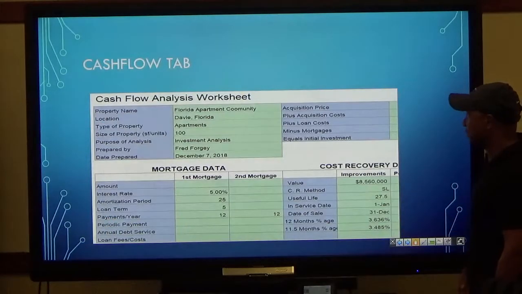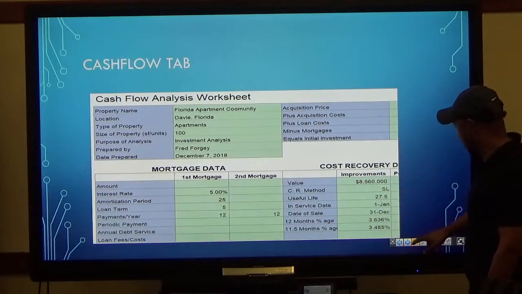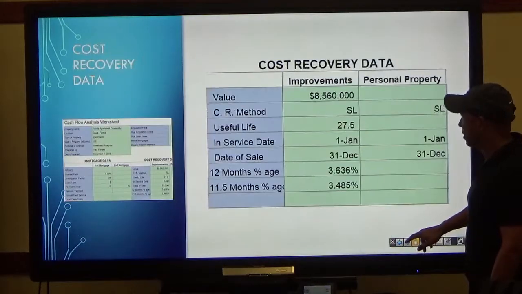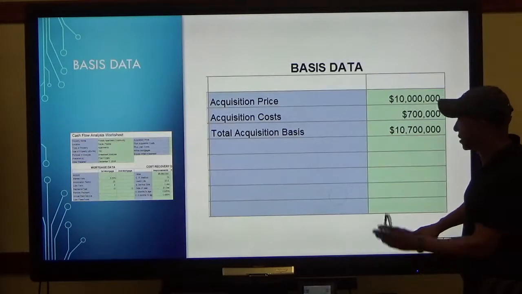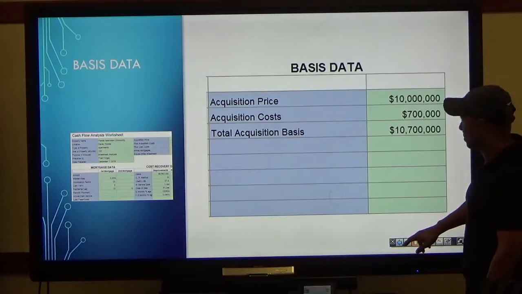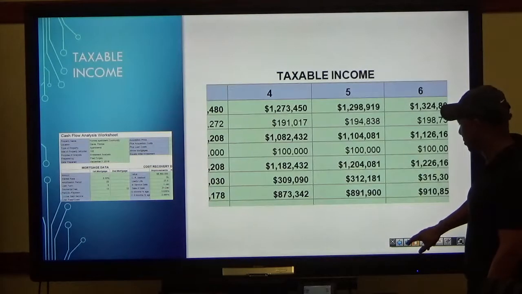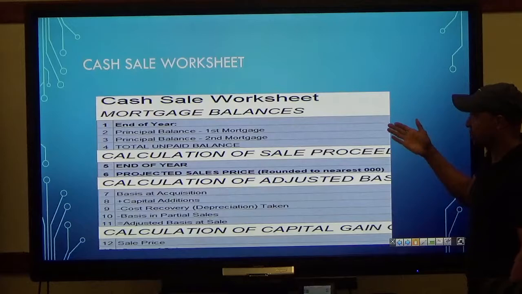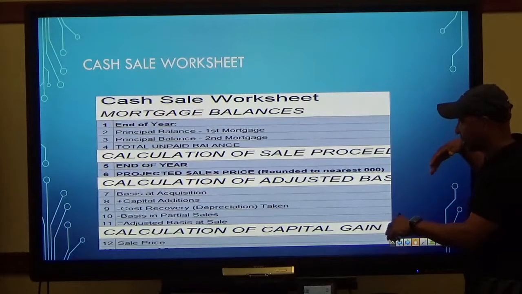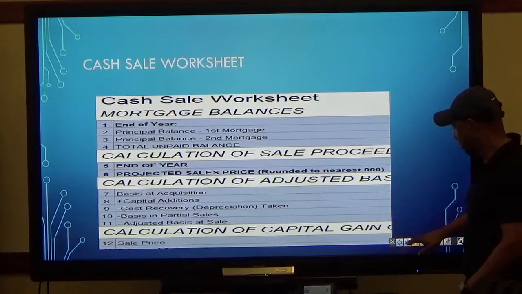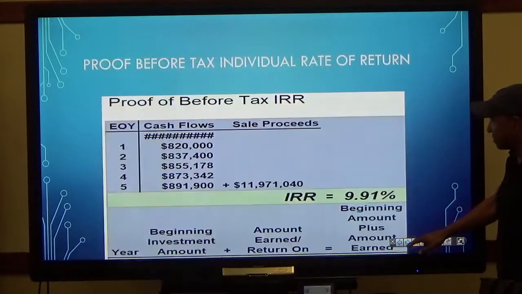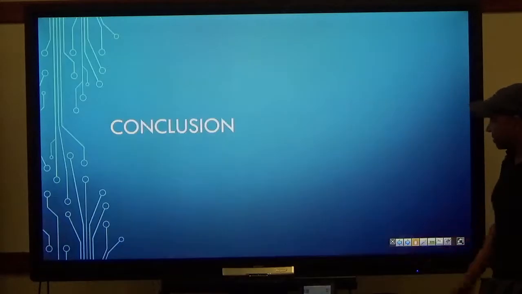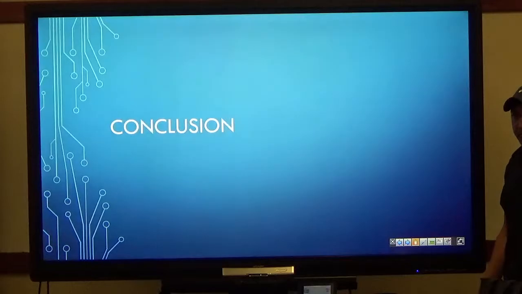The next tab, the cash flow tab, is what it looks like. Cost recovery data is the other tab. That's information on the cash flow tab. And basic data, taxable income. The cash sales worksheet is one of the other tabs that shows you that information. And then investment performance is another data output, and proof of before tax IRR. And that's my conclusion. Okay. Thank you very much.